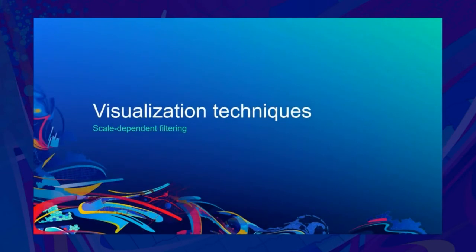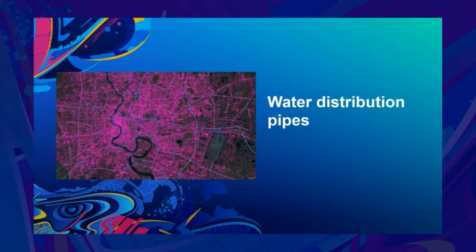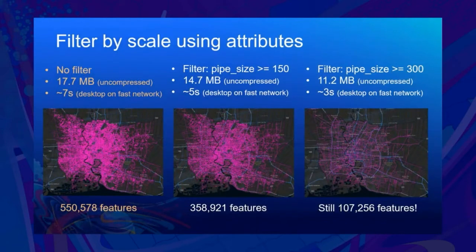Now let's talk a little bit about different visualization techniques. One is a pretty simple, obvious one that probably most of you already know, and that's scale-dependent filtering. For this, we're going to look at this water distribution pipe example. These are water pipes in the Thailand area. There's over 500,000 features.